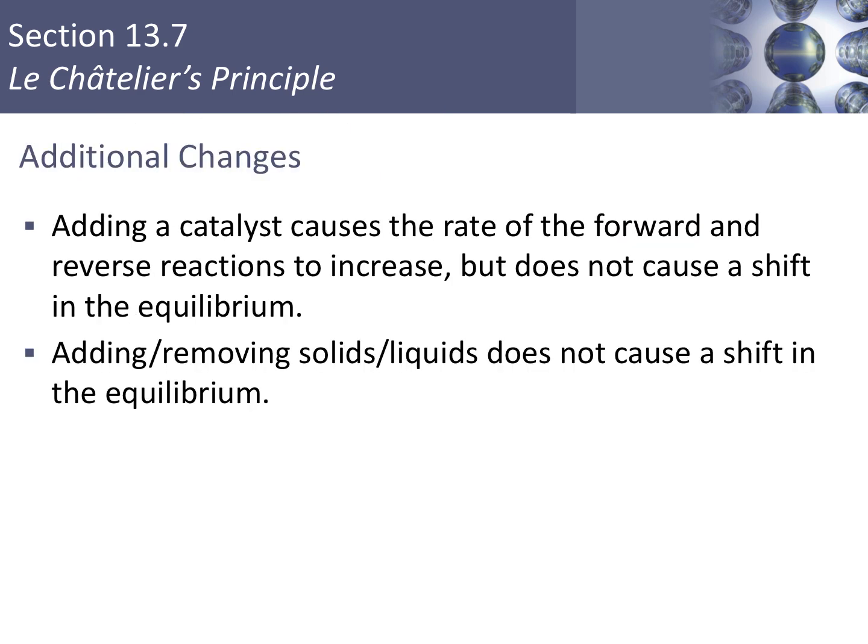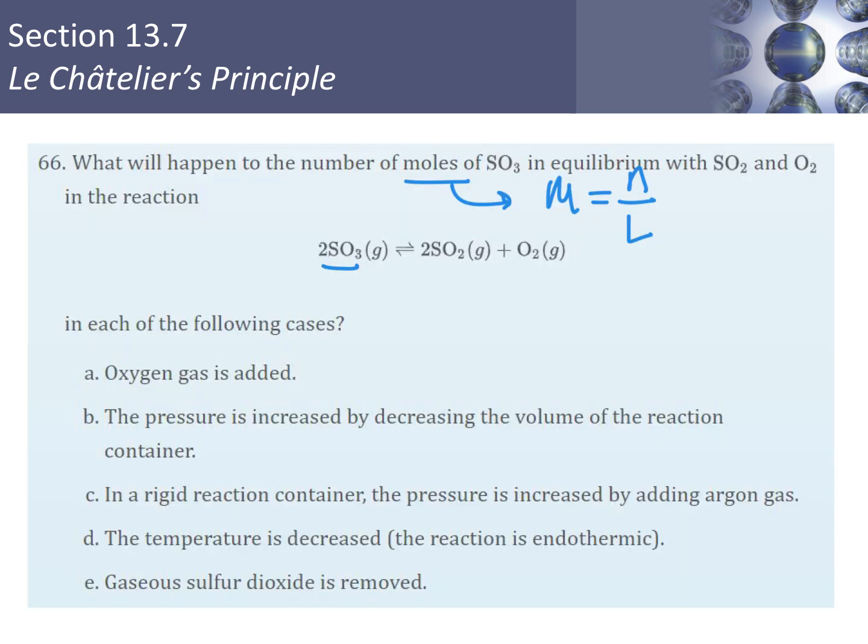If we add a catalyst to an equilibrium system, the rate of the forward and the reverse reaction do increase, but there is no shift in equilibrium. If we add or remove a solid or liquid from our equilibrium system, this does not cause a shift either. Let's try a couple practice problems.